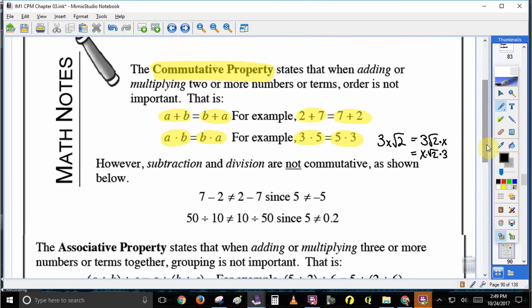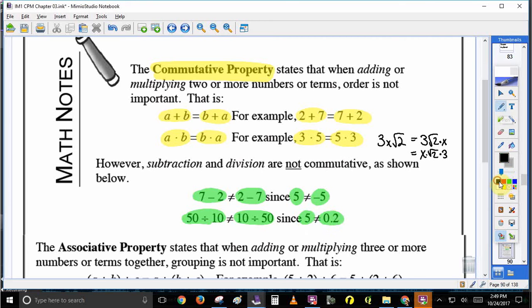However, subtraction and division are not commutative. We can't just go moving them around willy-nilly. And that is because 7 minus 2 is not the same thing as 2 minus 7. So 7 minus 2 is 5. 2 minus 7 is negative 5. Those are not equal. So we can't do that with subtraction. Same thing with division. 50 divided by 10 is not the same thing as 10 divided by 50, since 50 divided by 10 is 5, and 10 divided by 50 is 0.2.